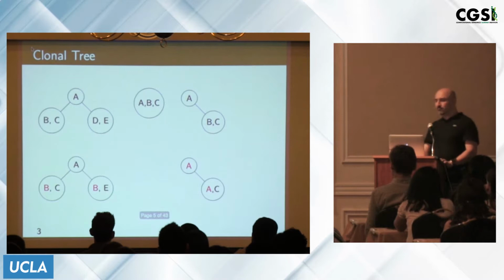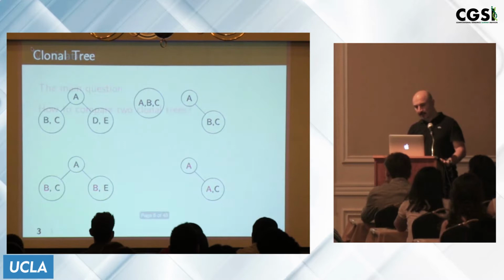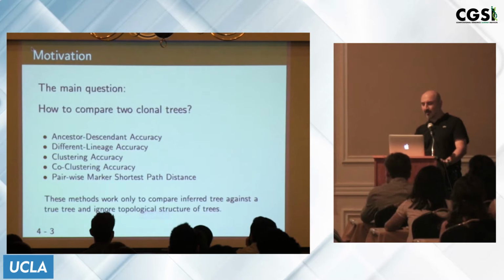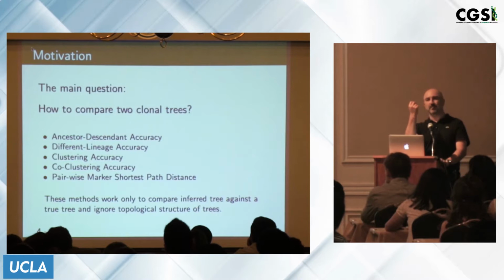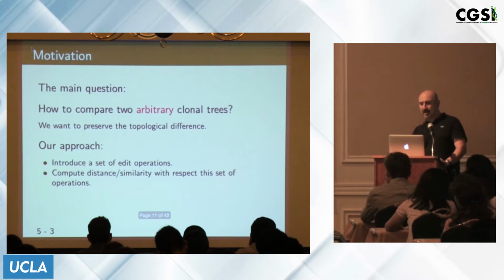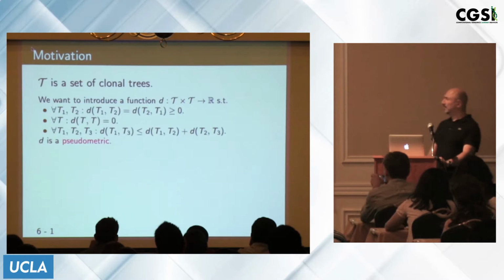So these are some examples of clonal trees. They don't have to be binary. They can have any fanout you may want, but they are rooted. So how do we compare these clonal trees? As we said, there are multiple ways that people have been employing, but we'd like to come up with an integrated method which is principled and comes up with a single measure. The measure that I'm going to introduce will preserve the topological difference and will introduce a set of edit operations, and the similarity or distance will be measured with respect to these edit operations. What are these edit operations?